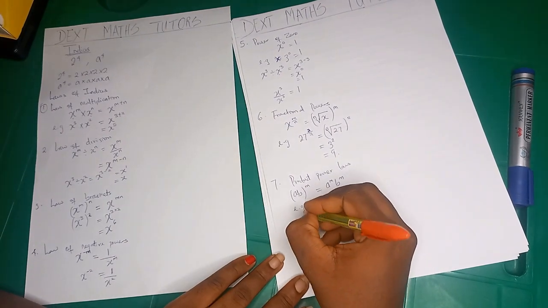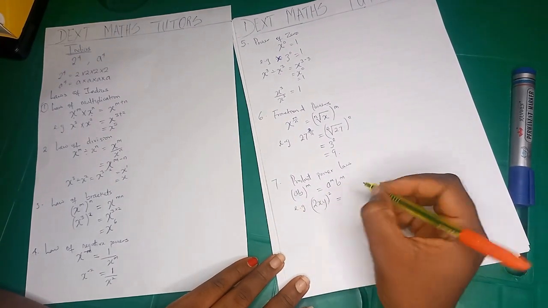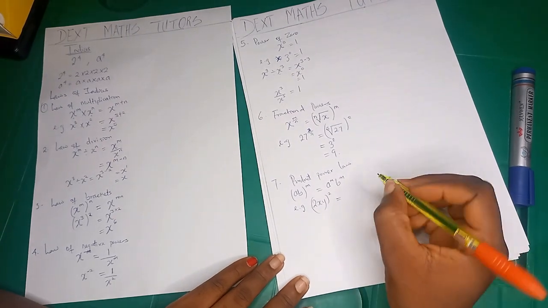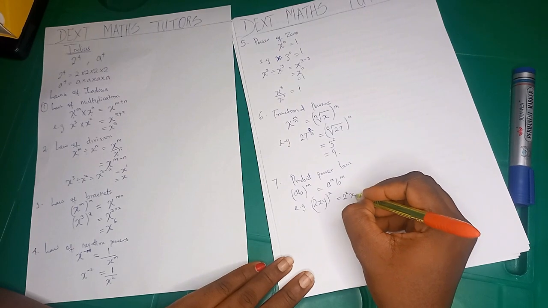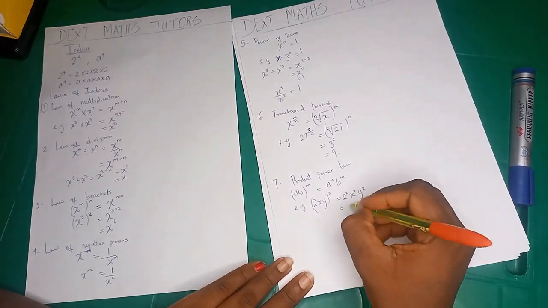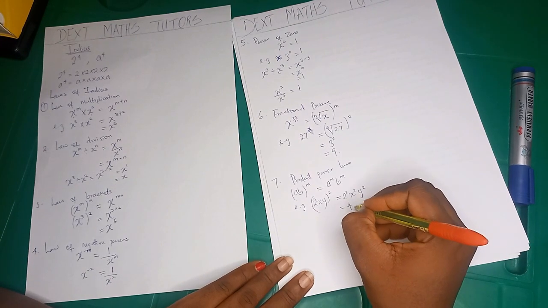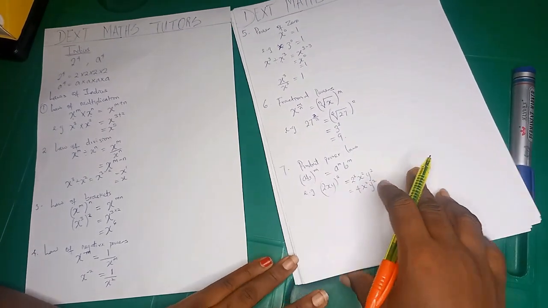Okay, let me give you an example. We have 2xy all raised to power 2. What this law is saying is that everything here is raised to power 2, so expanding, what you have is 2 raised to power 2, x raised to power 2, and y raised to power 2. So we can simplify this: 2 raised to power 2 is 4, then we have x squared, y squared. I really hope that's simple enough.